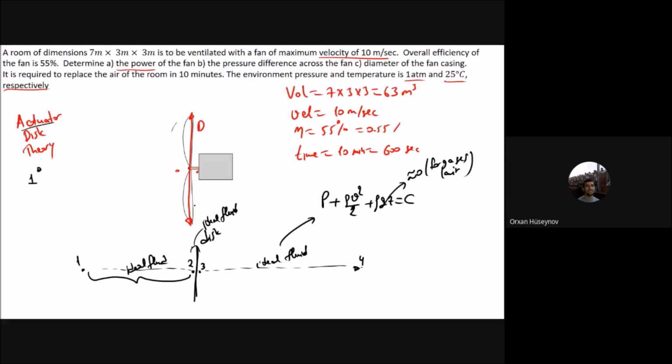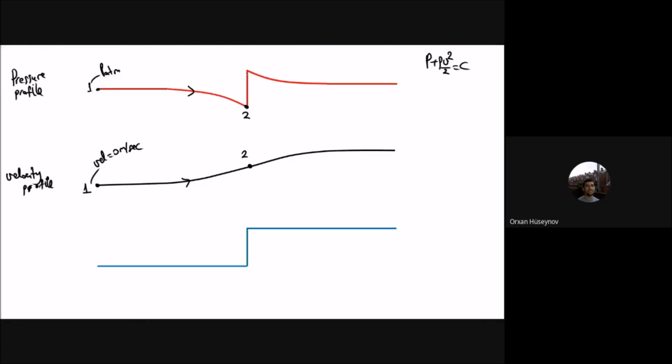Point 2 is very close to the front of the fan or the disk. And then comes point 3 at the back of the disk or the fan. You have a discontinuous rise from pressure 2 to pressure 3. This one is the discontinuous jump.